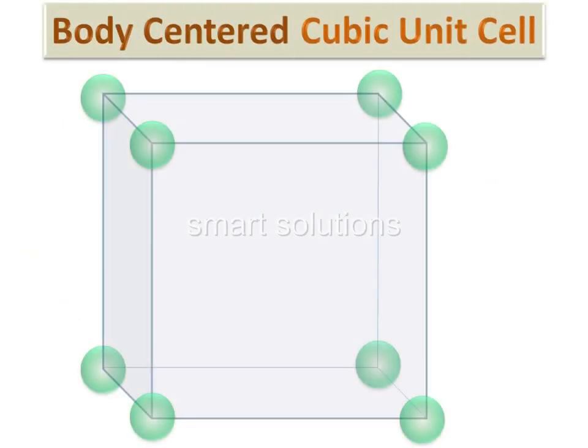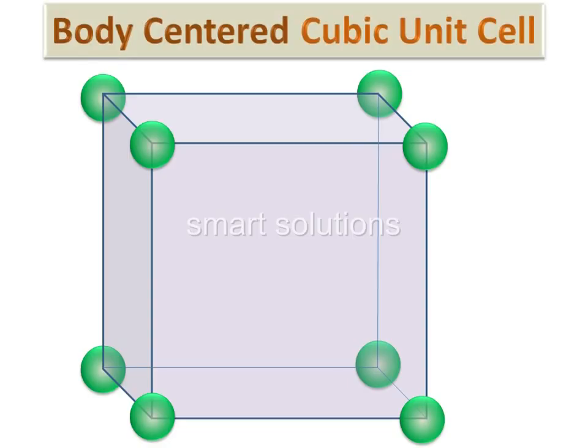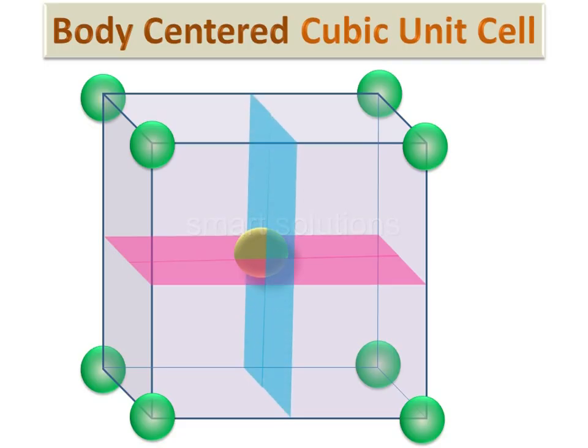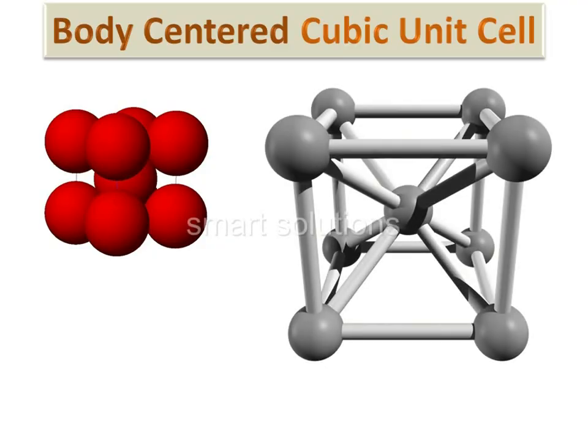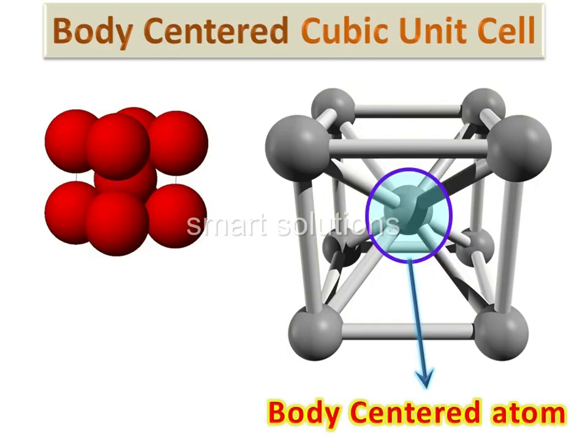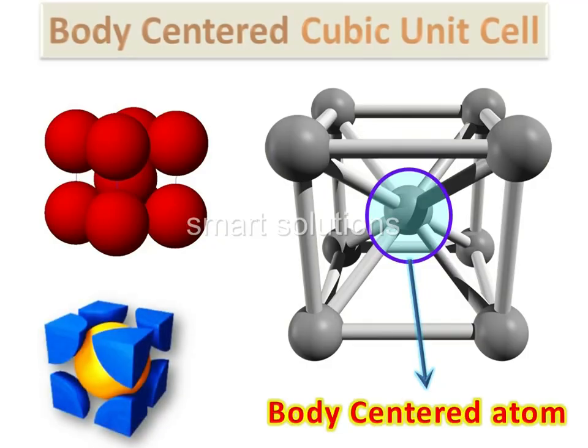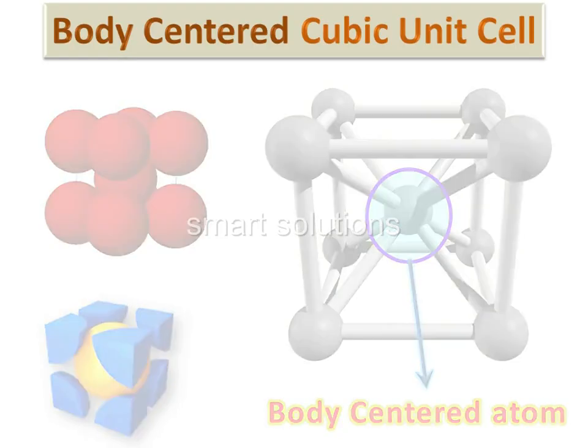Body-centered cubic unit cell. A body-centered cubic unit cell has an atom at each of its corners and also one atom at its body center. It is similar to the primitive cubic unit cell, but it has one body-centered atom. This is the difference between the body-centered cubic unit cell and the primitive cubic unit cell.